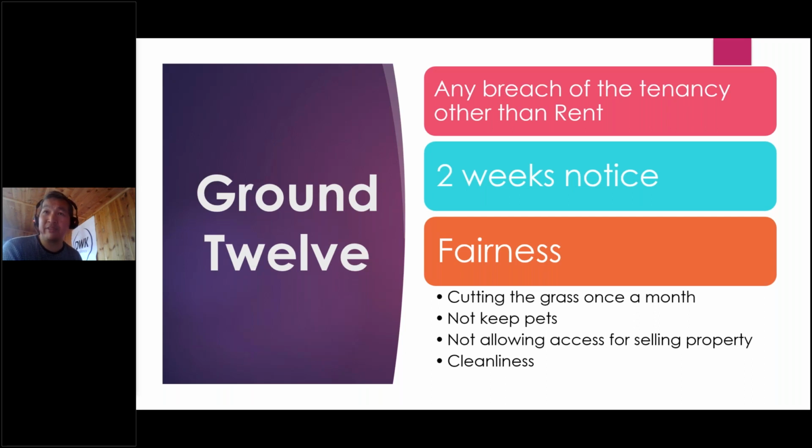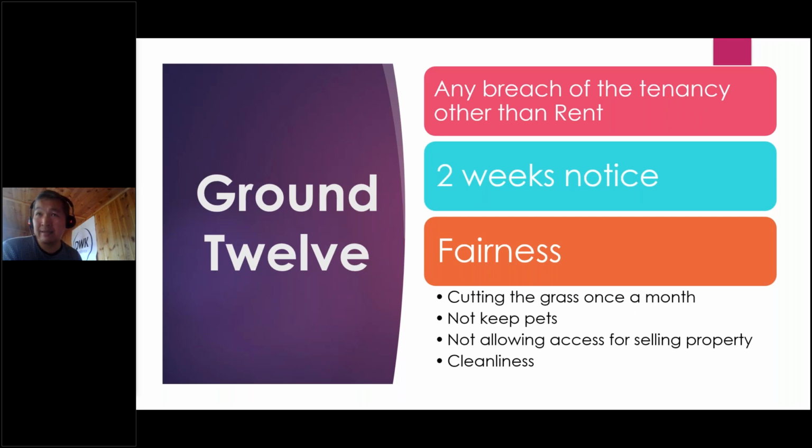Because if it's not, then the judge will say, well, I would not expect any tenant to comply with that clause because it's not fair upon them. So cutting the grass once a month, which I've had one landlord in my lifetime say, I would say that's unfair. Even though the tenant agreed to it, you couldn't seek possession under that particular clause. Because I think lots of people would say that's not a realistic obligation that the tenant should be allowed to be evicted for.